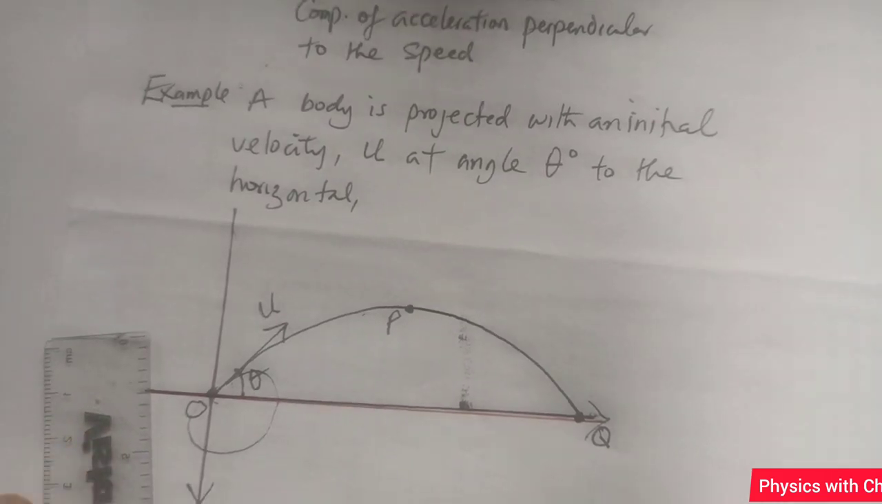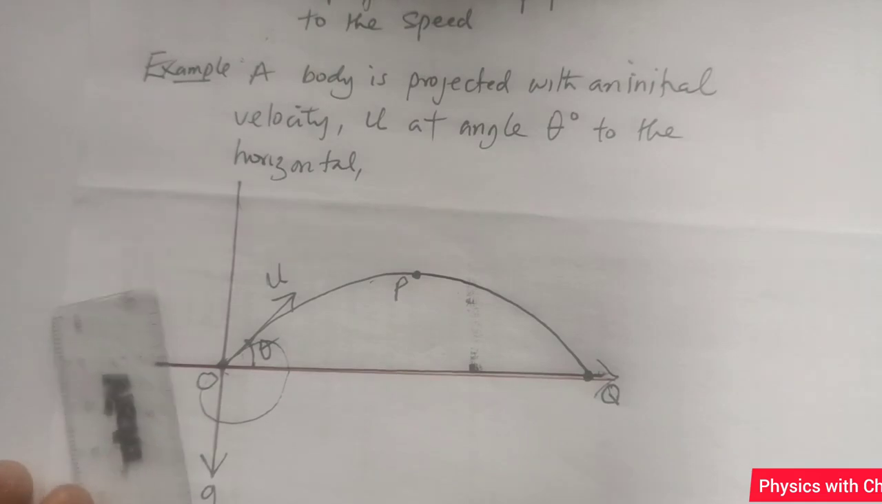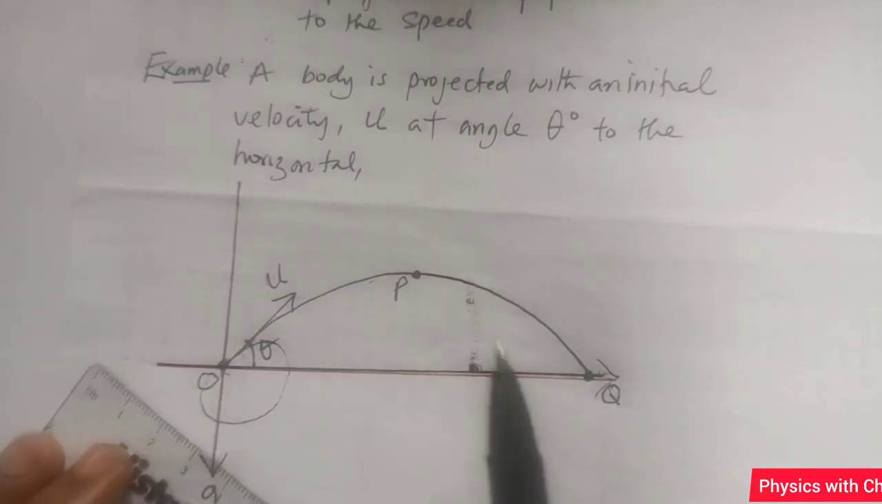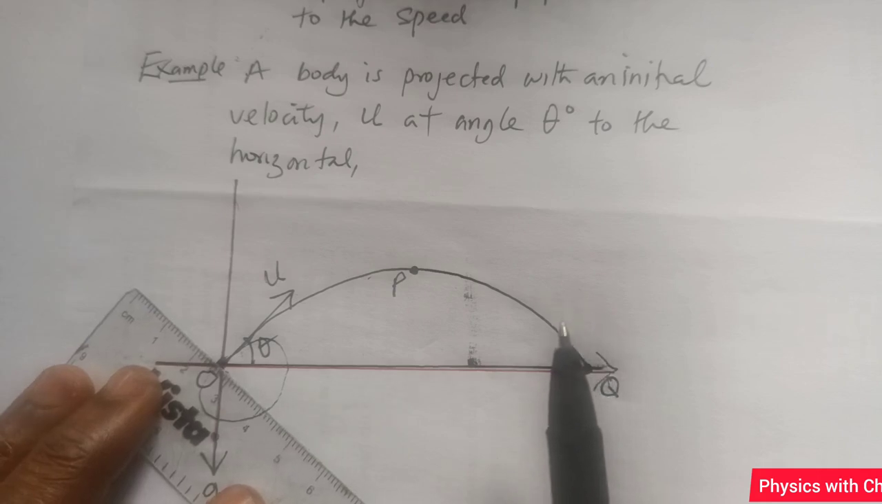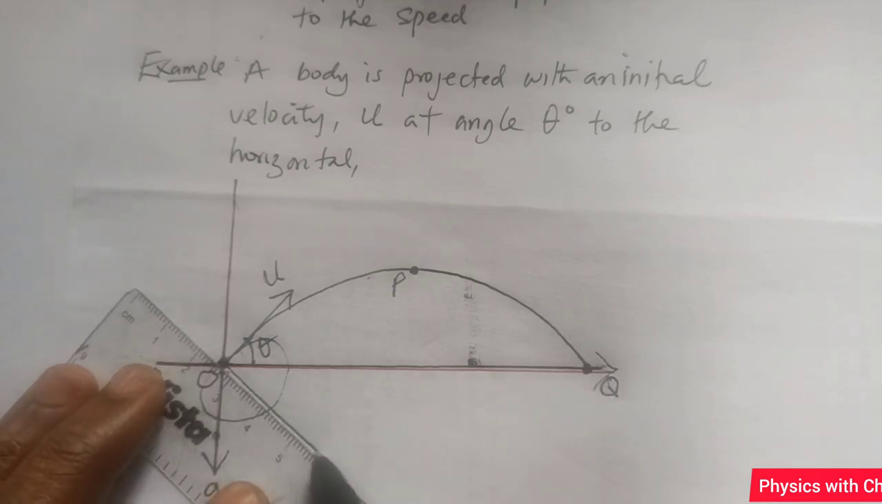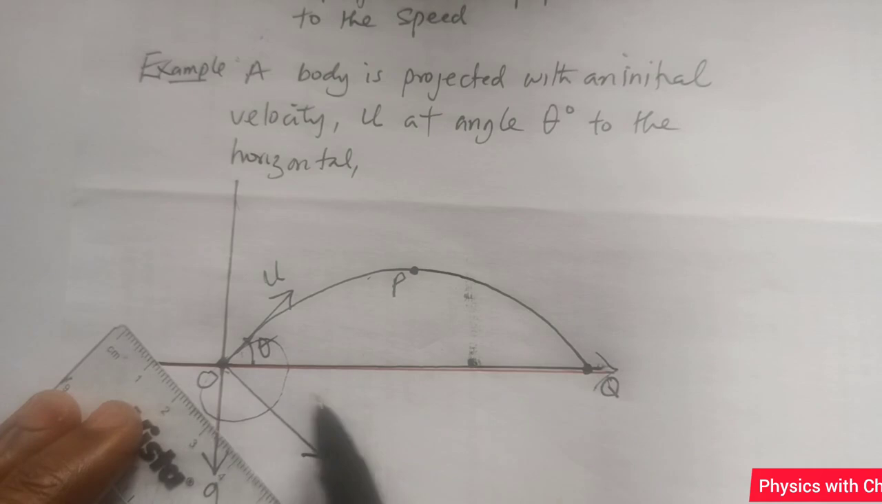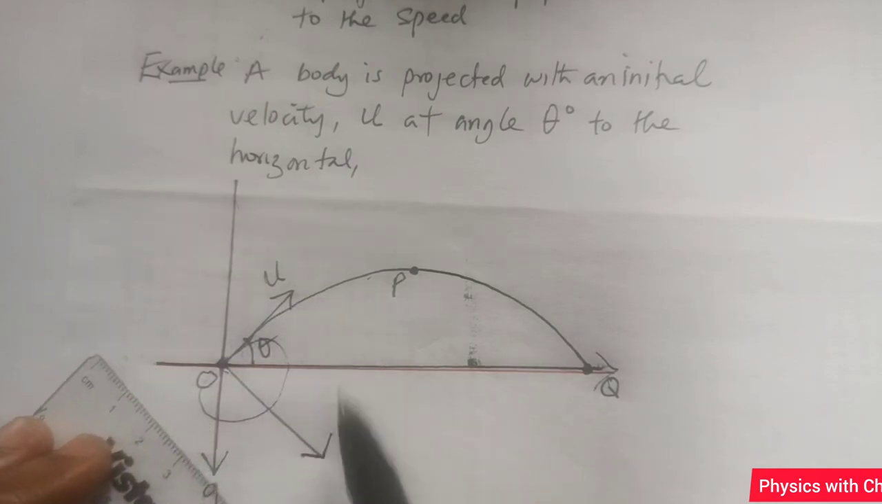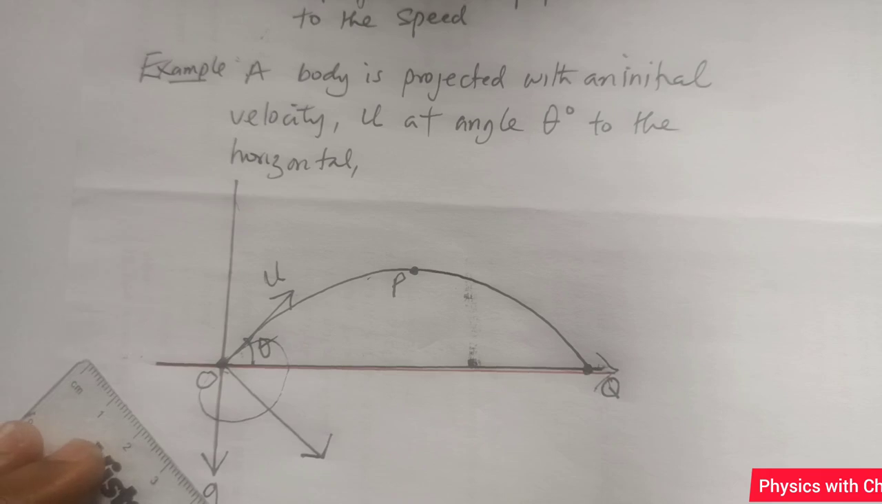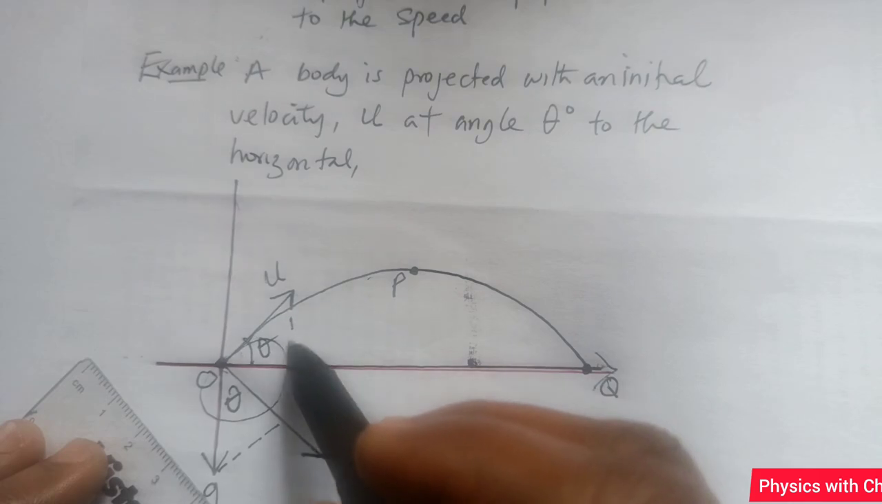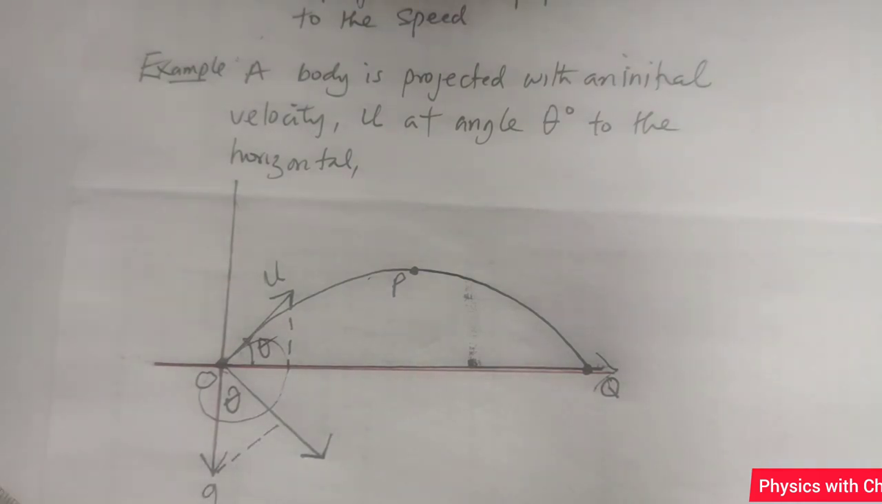But I need the component of this g perpendicular to the direction of motion. That is something like this. If I place a line here such that this line is at right angles to the direction of u, this is the component I need. How do I find that component? Probably by similar triangles. This is also my theta degrees, because I can do something like this and also something like this to complete two right-angled triangles which are similar.